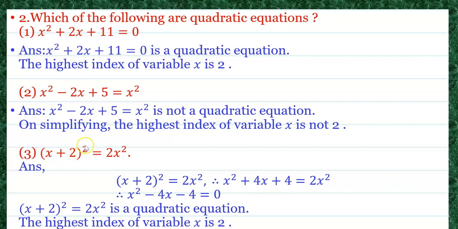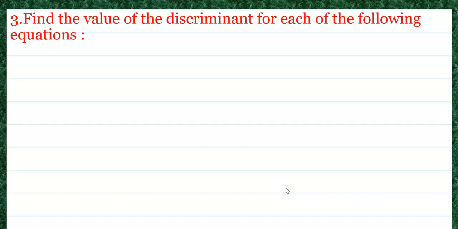What about the next? x plus 2 bracket square is equals to 2x square. ठीक आहे, x plus 2 bracket square याचं एक्सपान्शन करणार, x square plus 4x plus 4 is equals to 2x square आणि पुन्हा या सर्व टर्म्स राइट हँड साइडला नेणार, 2x square minus x square, you will get x square. हा 4x पुन्हा राइट हँड साइडला नेला तो minus 4x झाला, हा 4 राइट हँड साइडला नेला minus 4 झाला, and therefore x square minus 4x minus 4 is equals to 0, and therefore this is the quadratic equation. Therefore x plus 2 bracket square is equals to 2x square is a quadratic equation because the highest index of variable x is 2.